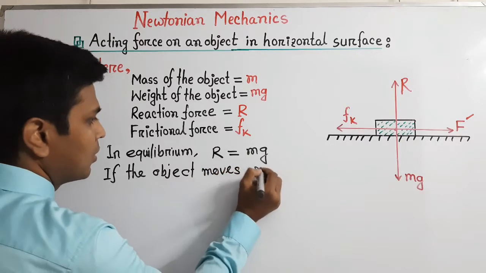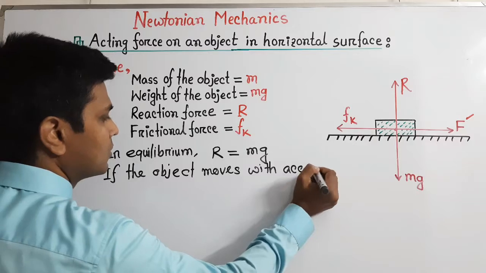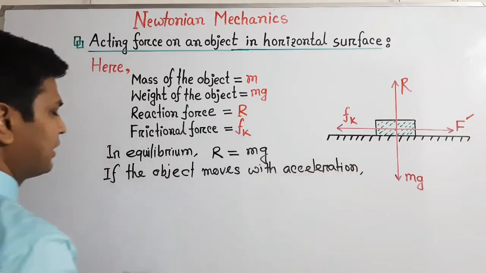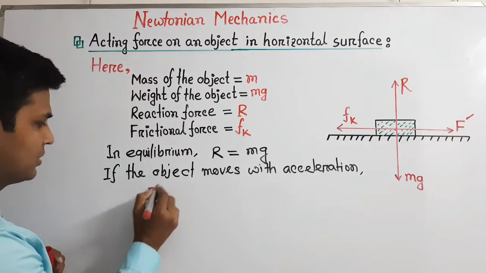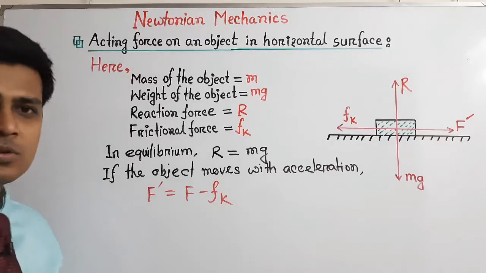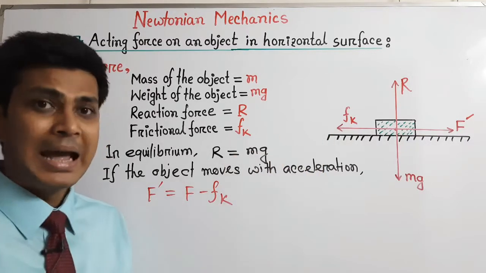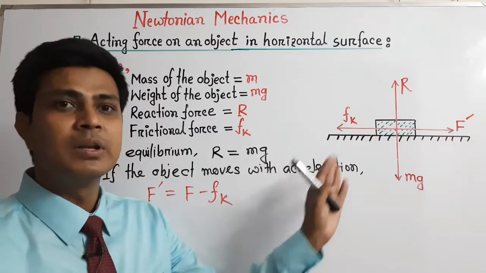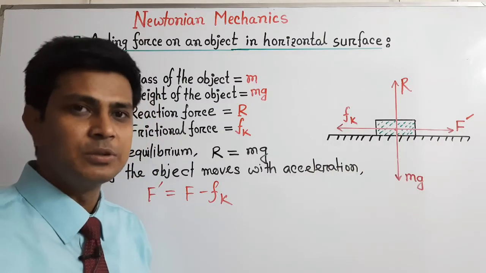the effective force will be F prime, which equals F minus Fk. So this is the formula to calculate the effective force when the body moves with uniform acceleration. But if we consider the body moves with uniform velocity, in that case the effective force will be 0.